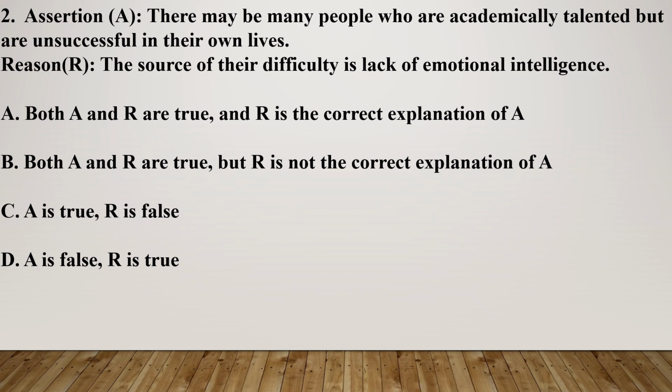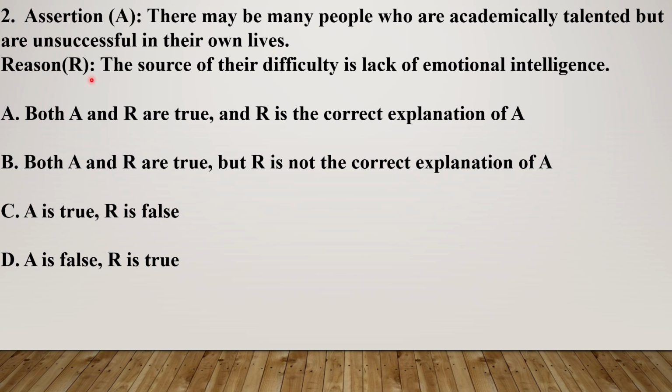Question number 2, assertion. There may be many people who are academically talented but are unsuccessful in their own life. The statement is correct. There are people who are academically good, but it does not guarantee that they are going to be successful in their lives. So the statement is true.